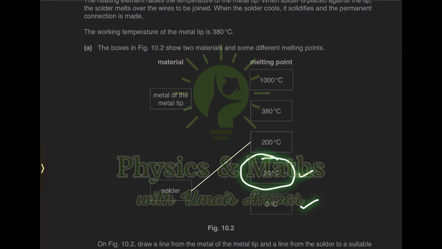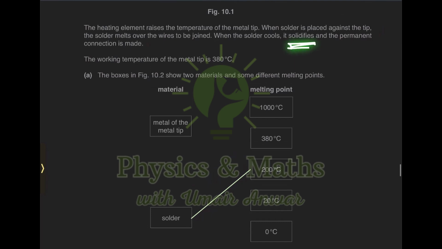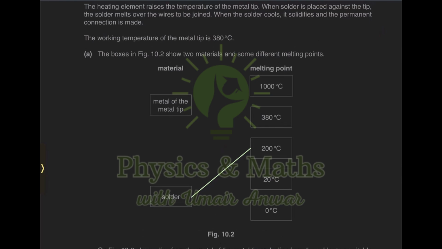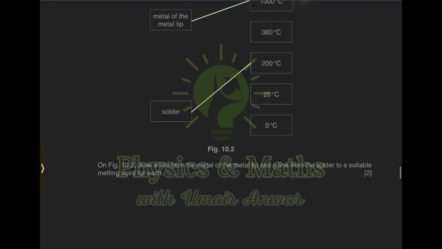For 20 degrees centigrade, the solder is already melted under normal room conditions or temperatures when we are trying to join or make a permanent connection, and it is not going to solidify. And when it is not going to solidify, the permanent connection is not going to be made. Similar is the case for 0 degrees centigrade. So the only suitable choice for solder out of the given temperatures is 200 degrees centigrade. Similarly, the metal of the metal tip should have a melting point much higher than the 380 degrees centigrade at which it is normally operated. So the melting temperature of the metal tip itself should be much higher than that value.